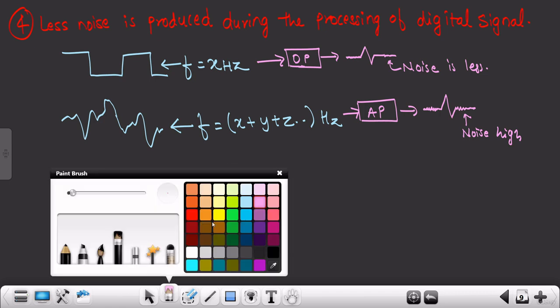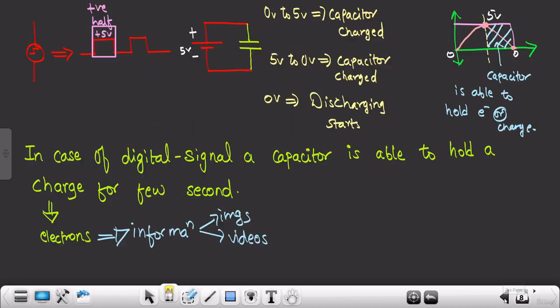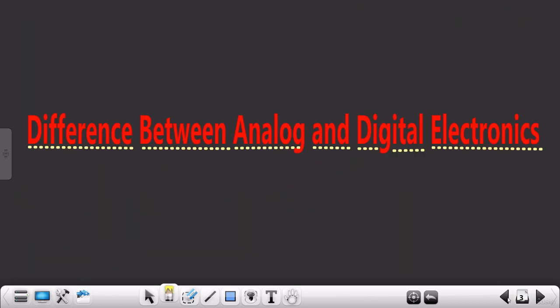And the fifth point is, it is easy to design. That means what? Digital circuit, it is easy to design. Okay, so I hope that you understood this particular concept in depth. Again, we will revise this particular concept very quickly.